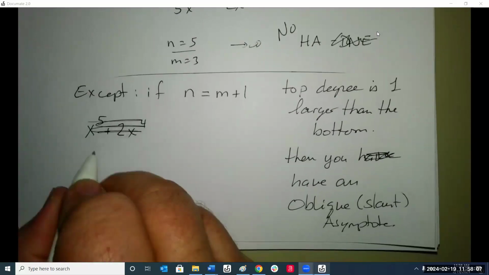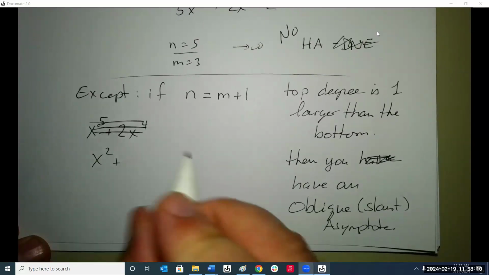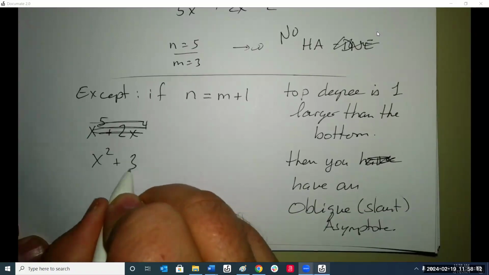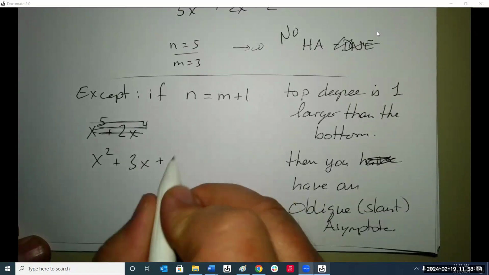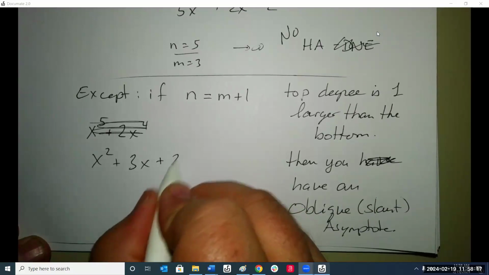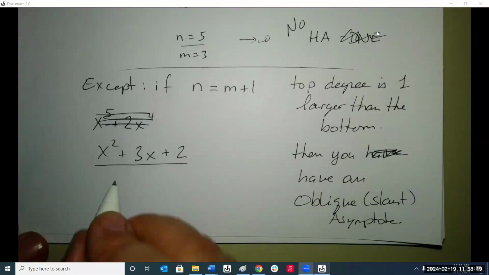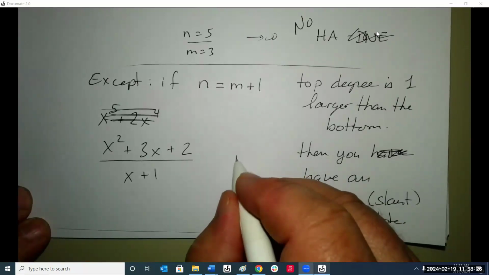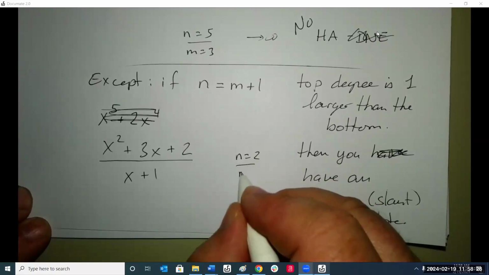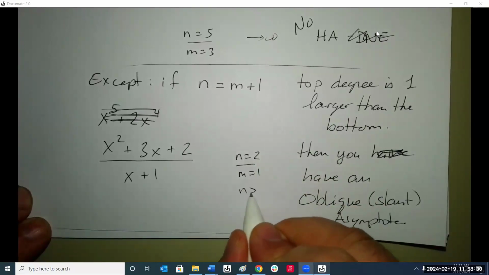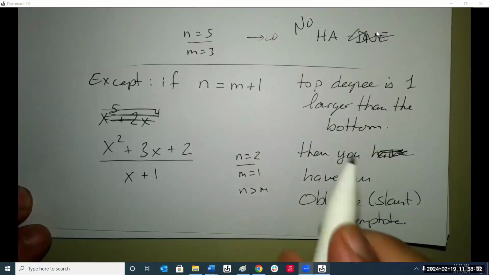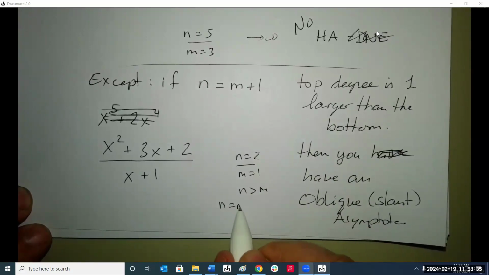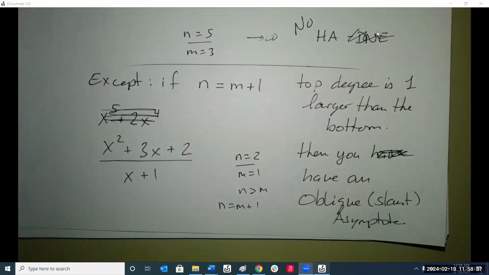So x squared plus 3x plus 2 over x plus 1. Since n is 2, m is 1, n is bigger than m, but n is equal to m plus 1. So we have an oblique asymptote.